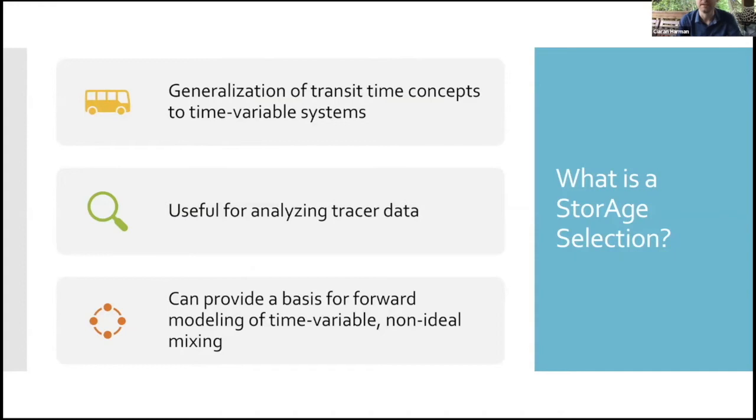So first of all, for the uninitiated, what is storage selection? It's a generalization of the idea of a transit time distribution and related concepts to time variable systems. So it's useful particularly in understanding the transit time distribution through watersheds. It's useful for analyzing tracer data, particularly stable water isotopes in watersheds and active stream tracer injections when you're looking at transient storage or hyporheic exchange in rivers. And it can provide a basis for forward modeling of time variable non-ideal mixing.